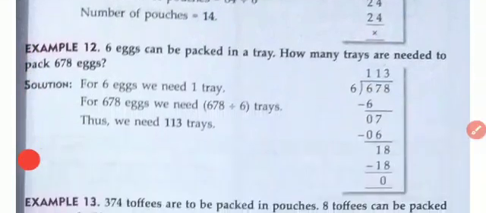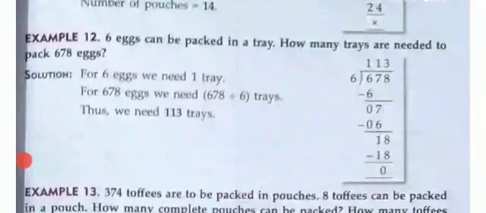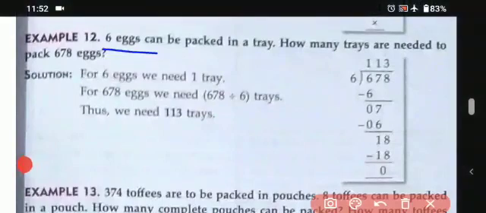Okay students. So here is another one. 6 eggs can be packed in a tray. How many trays are needed to pack 678 eggs? So now we have 678 eggs and 6 eggs to be packed in one tray. So how will we find out? We'll do the division work like this. 678 divided by 6. So here we have to write it down. 6 ones are 6, that is 0.